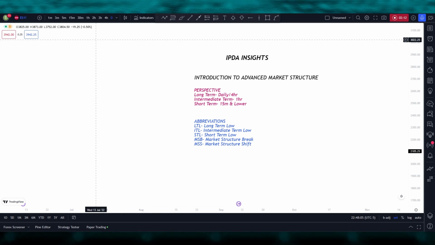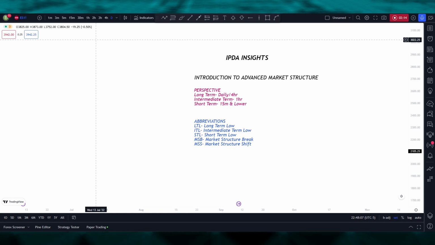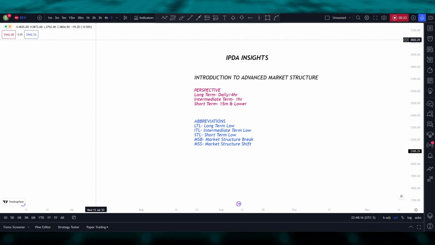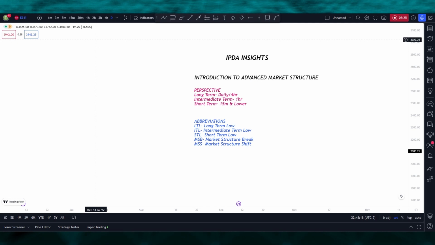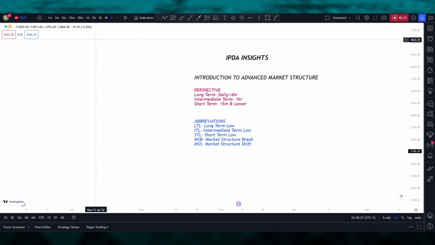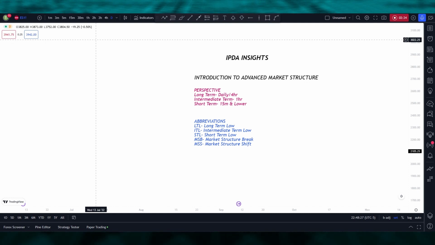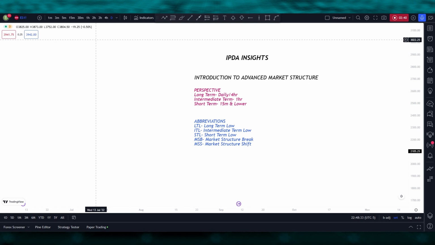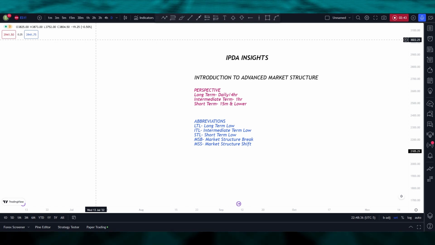So, what do we have diving into our advanced market structure? Well, we have the perspective. For starters, we have the long term perspective, which is a focus on the daily or the 4 hour time frame. And then we have the intermediate term perspective, which is solely based on the 1 hour time frame. And then we have the short term perspective, which is based on the 15-minute time frame and lower time frames. We'll get to collaborate that with our teachings as we move forward.